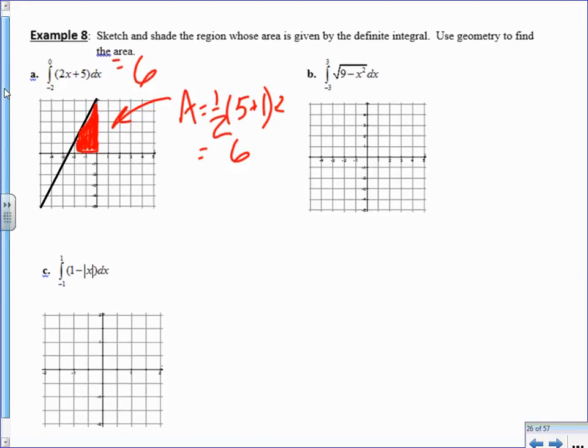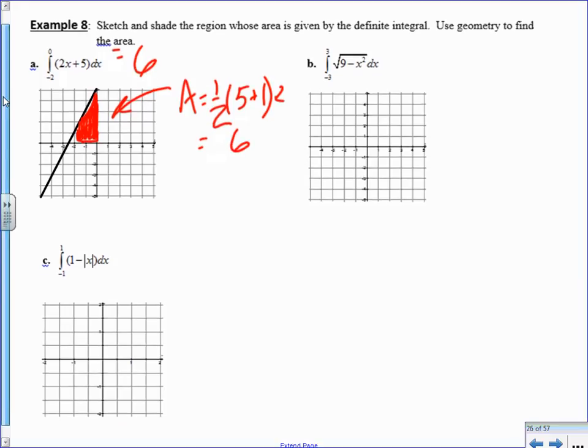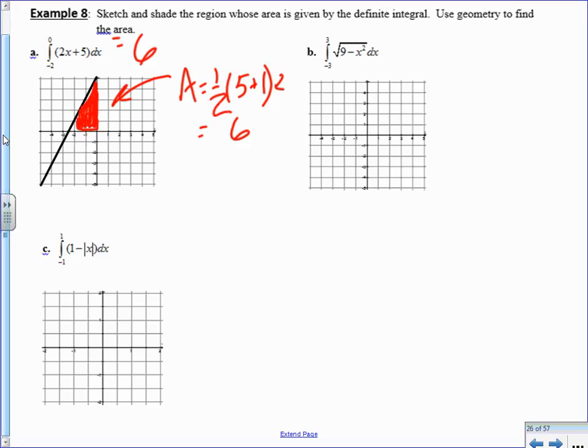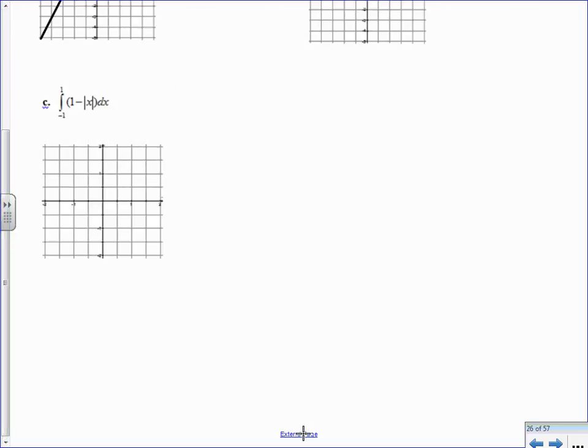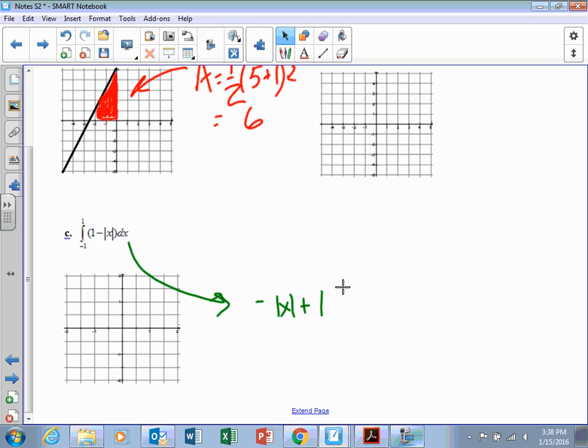Okay, let's skip down and do letter C, since this absolute value one is similar to the last example we just did on the last page. So letter C here, 1 minus absolute value of x. So it might be useful to go ahead and rewrite this. 1 minus absolute value of x is negative absolute value of x plus 1. This might help us to see what it's going to look like a little better. So I'm going to sketch that now on my graph. Negative absolute value of x means flipped. Plus 1 means it's shifted up 1.